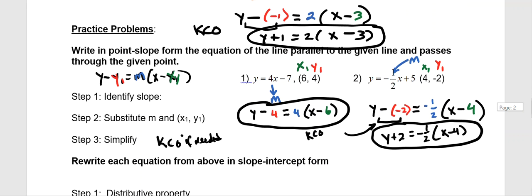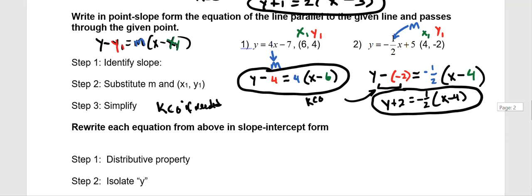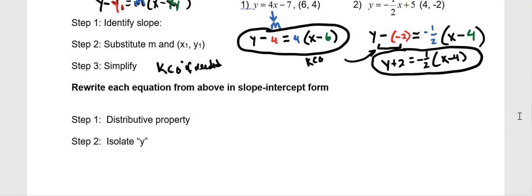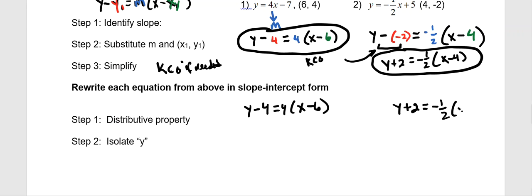So here's really where the part that might not be as familiar to you kicks in. Let's take both of these equations and rewrite them. We know we have an equation from up above that's y minus 4 equals 4 parentheses x minus 6. And for a different line, for problem number 2, we had the equation in point slope form y plus 2 equals negative 1/2 parentheses x minus 4, okay?